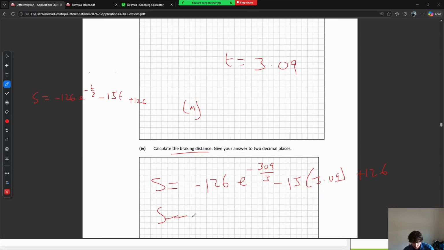Let's see, do we get a number here? That's reasonable. Minus 15 times 3.09 plus 126. So I'm seeing about 35 meters, so 34.67. And that sounds about right to me. If a car is going 100 kilometers per hour on a dry road, it might take 35 meters to stop.